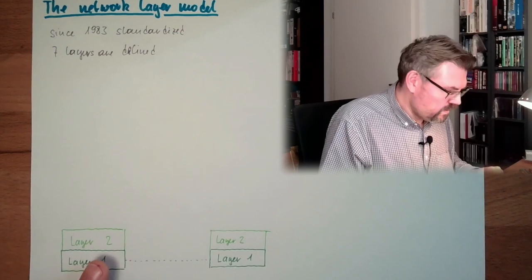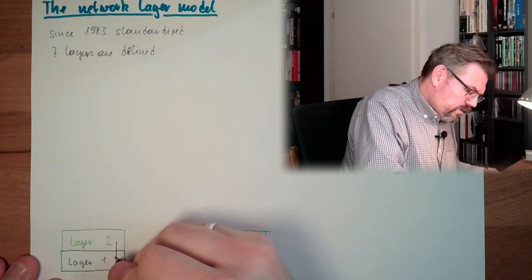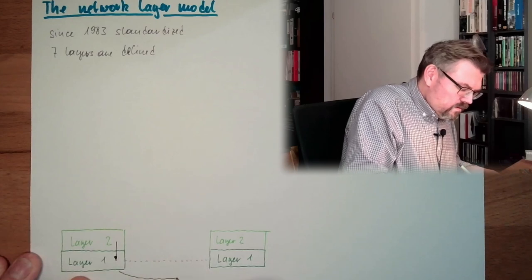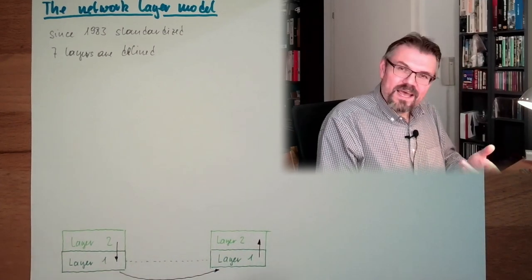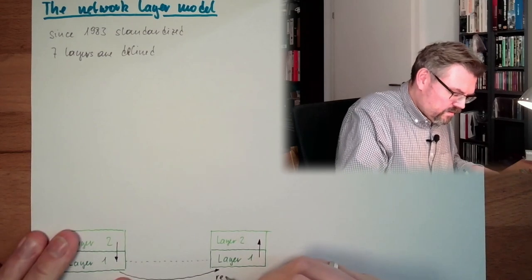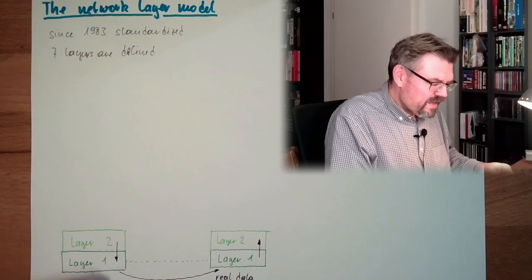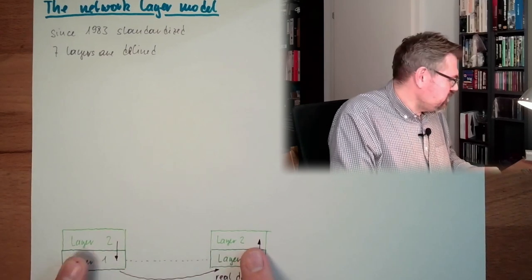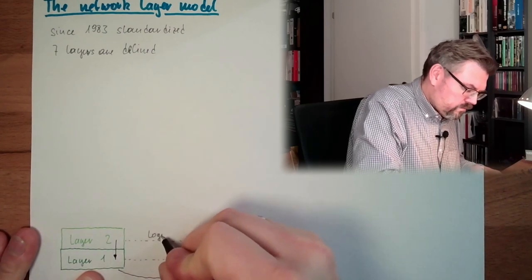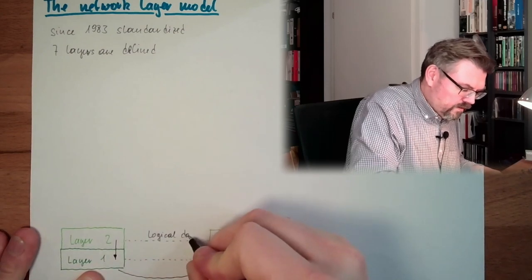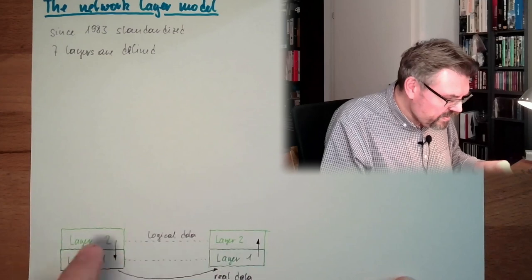From this point of view, the real data is traveling that way. So layer 2 will hand it over to layer 1, layer 1 will transfer to here, and here we are going up. That is what is happening really, but this is the real data. From layer 2's point of view, it looks like it is directly communicating with its communication partner. So this is a logical link, logical data. Layer 2 with layer 2.